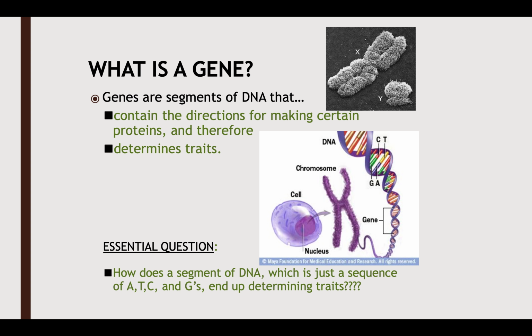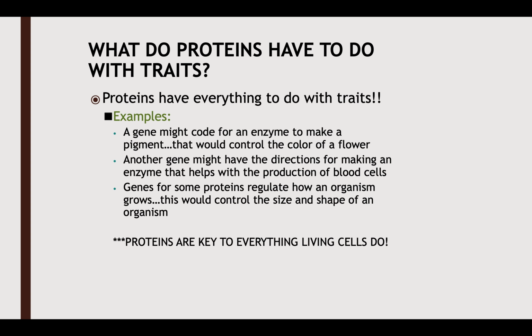We know chromosomes are in the nucleus. All right, so here we have chromosomes from the nucleus. All of it's made of DNA. And remember, a gene is just a section of that DNA that has the directions for making a certain protein. And that protein will determine your trait. So we're going to talk today about how these sections or segments of DNA with A's and T's, C's and G's end up making traits like eye color, hair color, and so on.